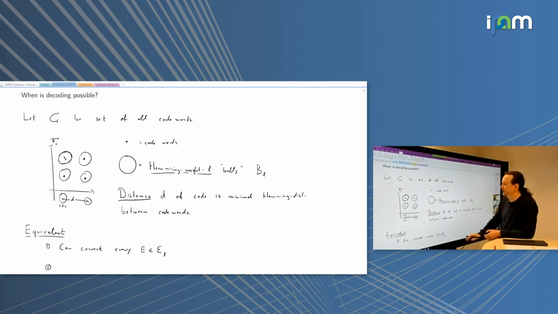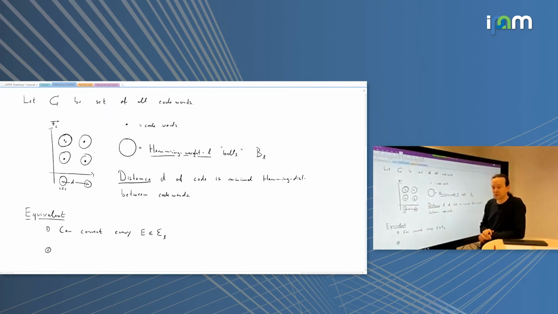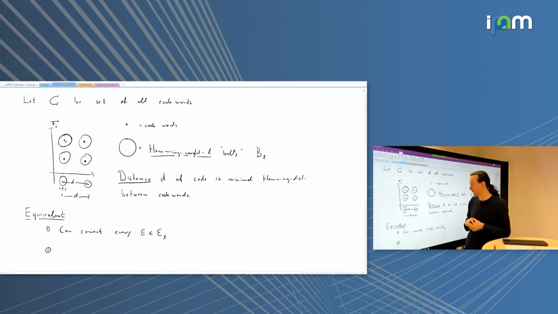Okay, good. So then I get a picture like this. And so an important parameter of the code now is what is called the distance. The distance of a code is the minimal Hamming distance between two code words. Let's call the distance d. So here you can see the distance d is introduced. How close are two legal code words in Hamming distance? And so with these notions, it's very easy to come up with a criterion for when decoding is possible.